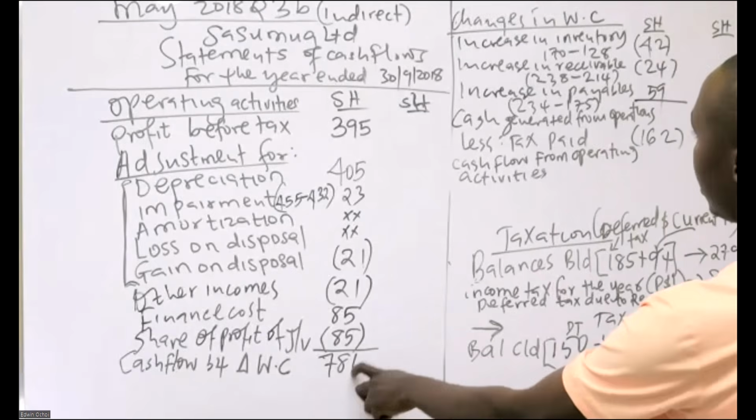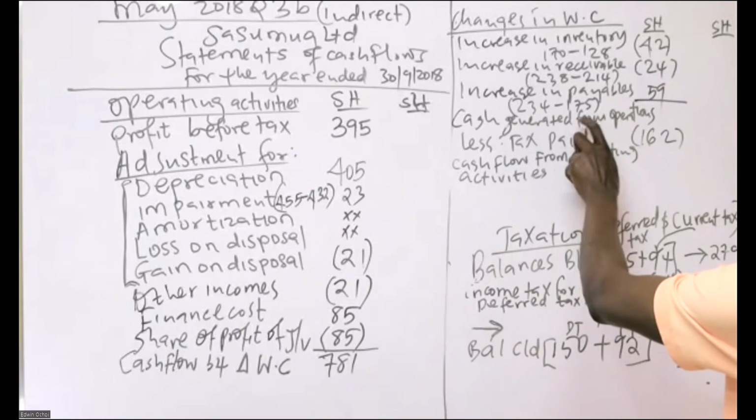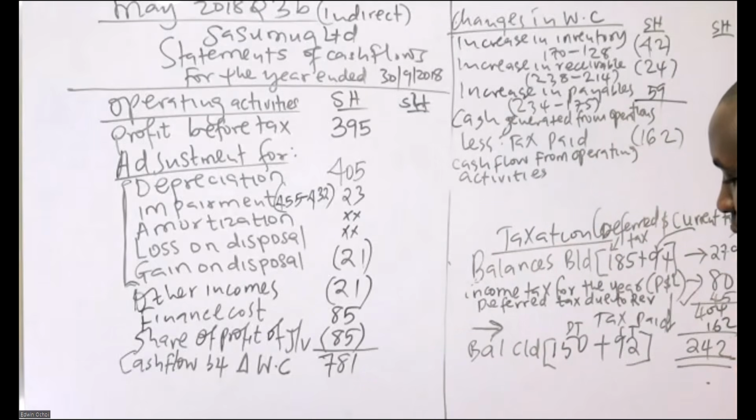So what is your figure for the cash generated from operations? 781 minus 42.